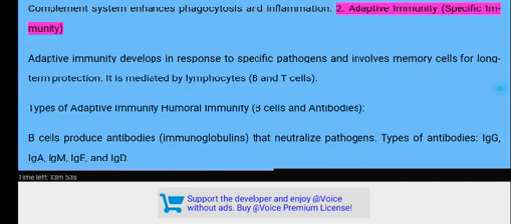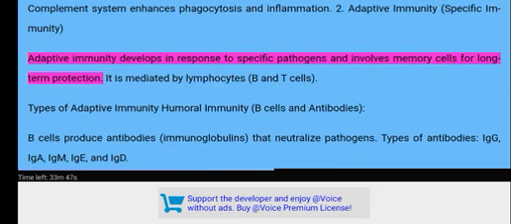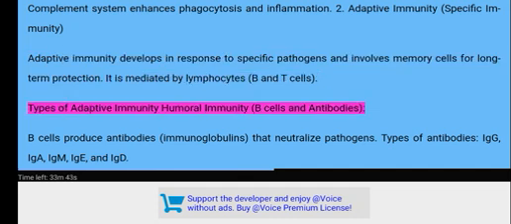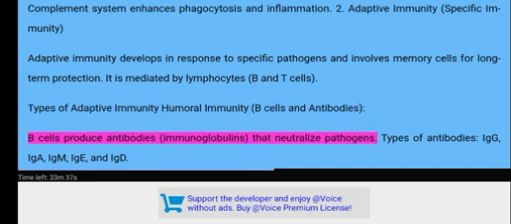2. Adaptive immunity, specific immunity. Adaptive immunity develops in response to specific pathogens and involves memory cells for long-term protection. It is mediated by lymphocytes, B and T cells. Types of adaptive immunity: humoral immunity, B cells and antibodies. B cells produce antibodies, immunoglobulins, that neutralize pathogens. Types of antibodies: IgG, IgA, IgM, IgE, and IgD.